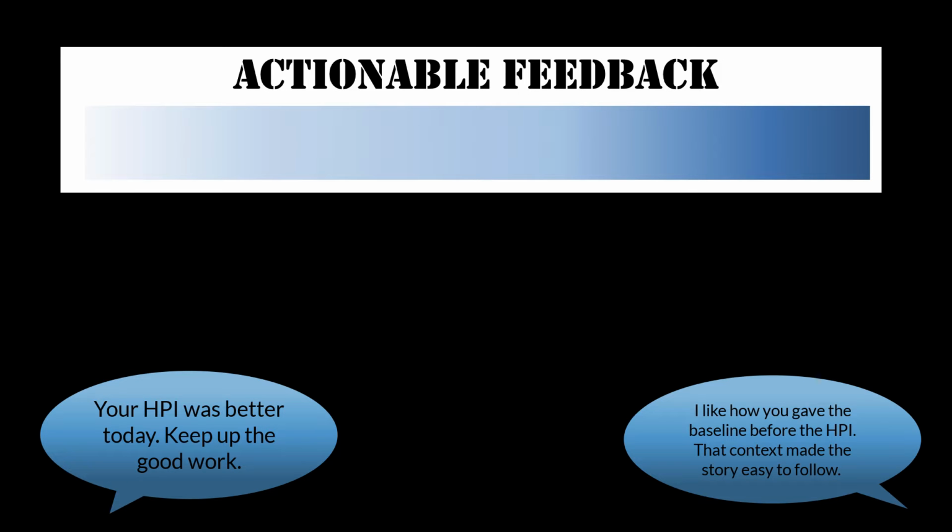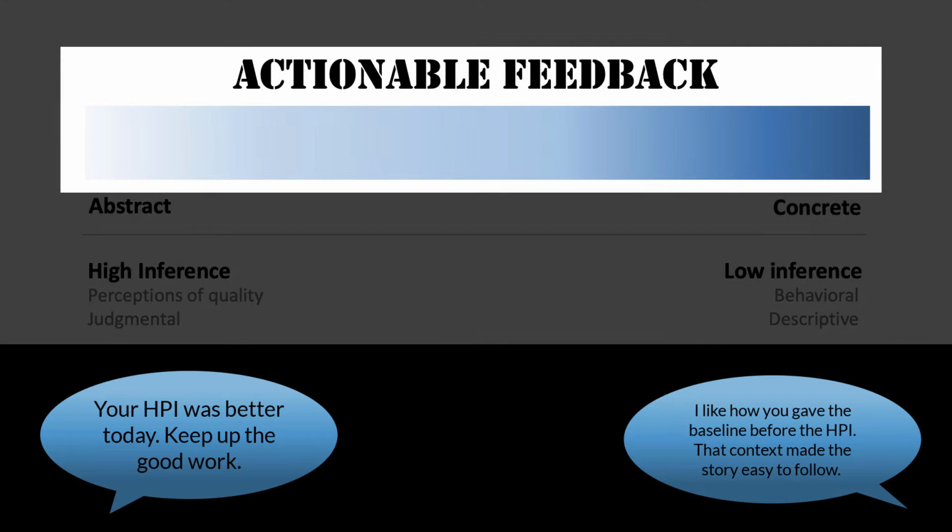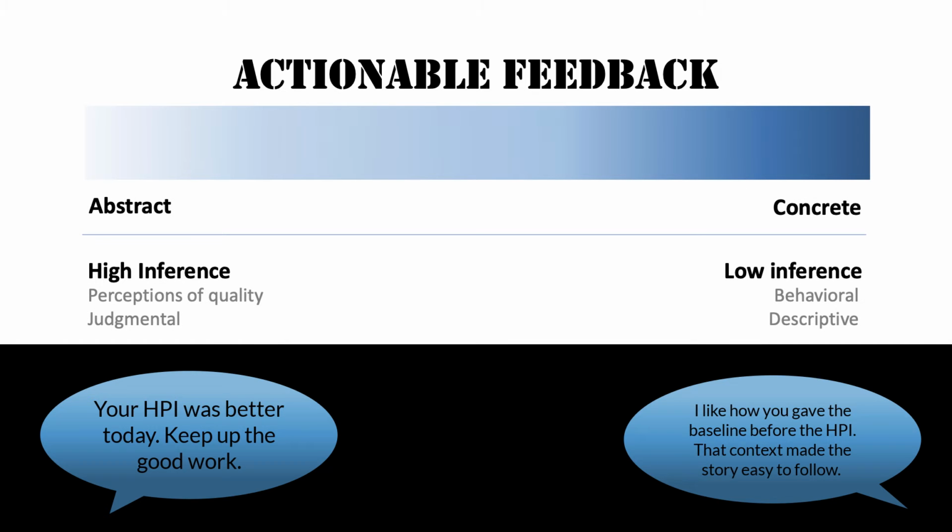What does actionable feedback look like? Here are 2 examples of feedback that really contrast in their actionability for the student. The feedback on the left is very abstract and is high inference. High inference feedback means that the person giving feedback is giving it based on their perception of quality. This can often feel a lot more judgmental. In addition, it's not clear what made the HPI better. In contrast, on the right, the feedback is concrete and low inference. It describes the behavior that the attending wants to see.